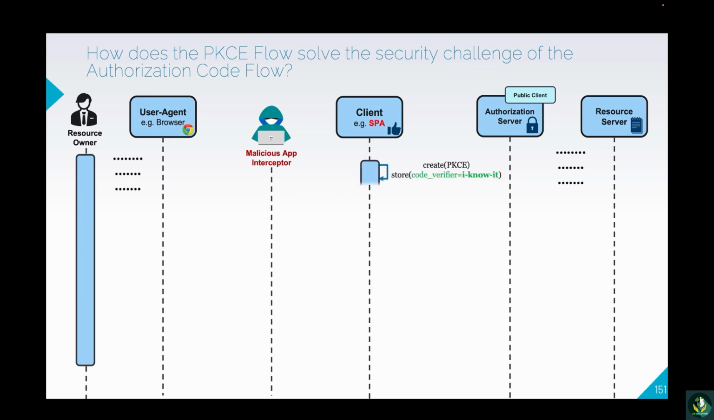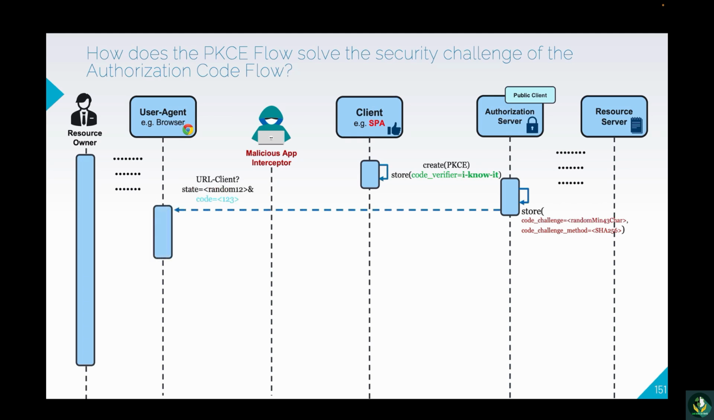In the PKCE flow, the client has already generated a proof key for code exchange and securely stored the code verifier locally. The authorization server, during the initial redirect request, has stored the code challenge and the code challenge method. Now, when the authorization server redirects the resource owner back to the client via the user agent and provides an authorization code, the malicious application intercepts it again because it's still monitoring the traffic.